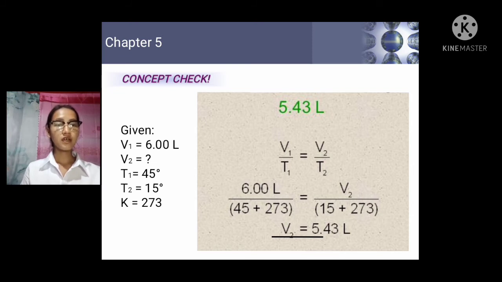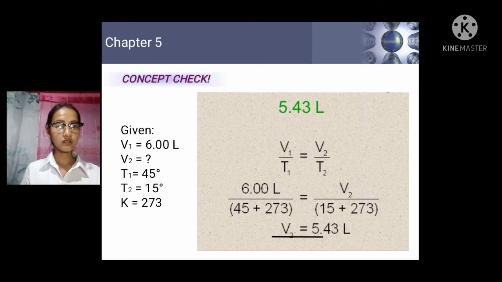Volume 1 over temperature 1 is equal to volume 2 over temperature 2. So, our volume 1 is 6.00 liter over 45 degrees, which is the first temperature, plus 273, the given Kelvin, is equal to volume 2 over 15 degrees Celsius, which is the temperature 2, plus 273, the given Kelvin. So, volume 2 is equal to 5.43 liters. We're going to cross multiply to get this.